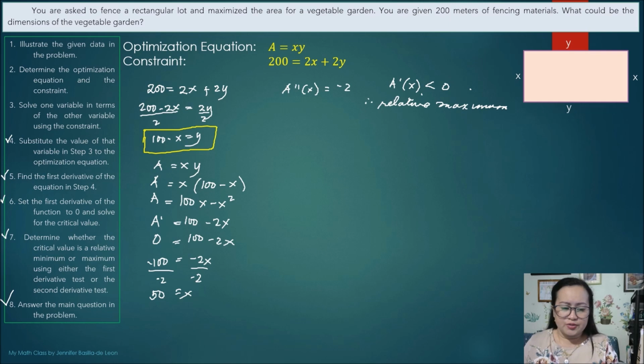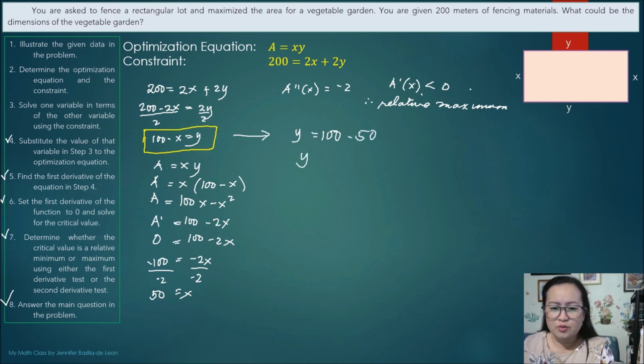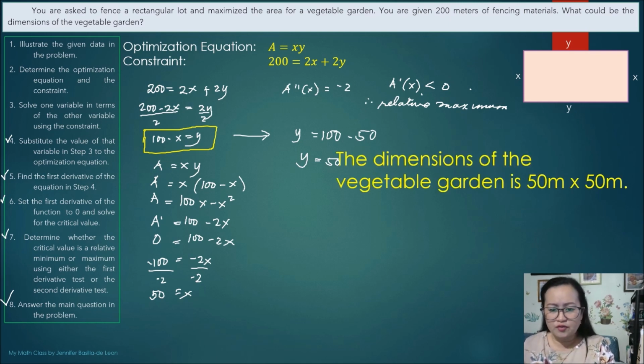So we are ready to answer the main question in the problem, which is the dimensions of the vegetable garden. Since x equals 50, using this equation, we would be able to solve for y. So we will have 100 minus 50, and y equals 50. Therefore, the dimensions of the vegetable garden is 50 meters by 50 meters.